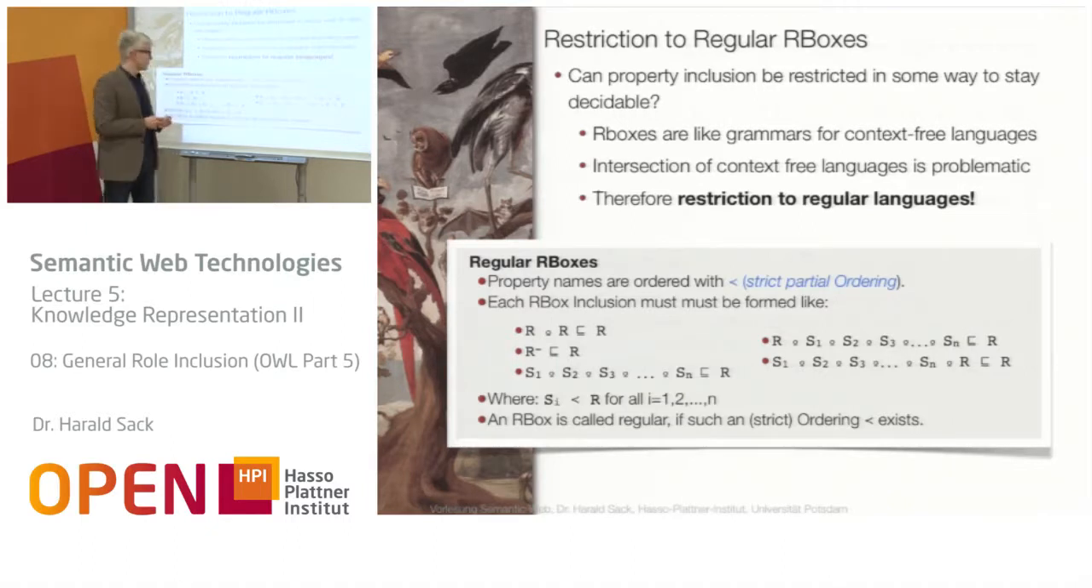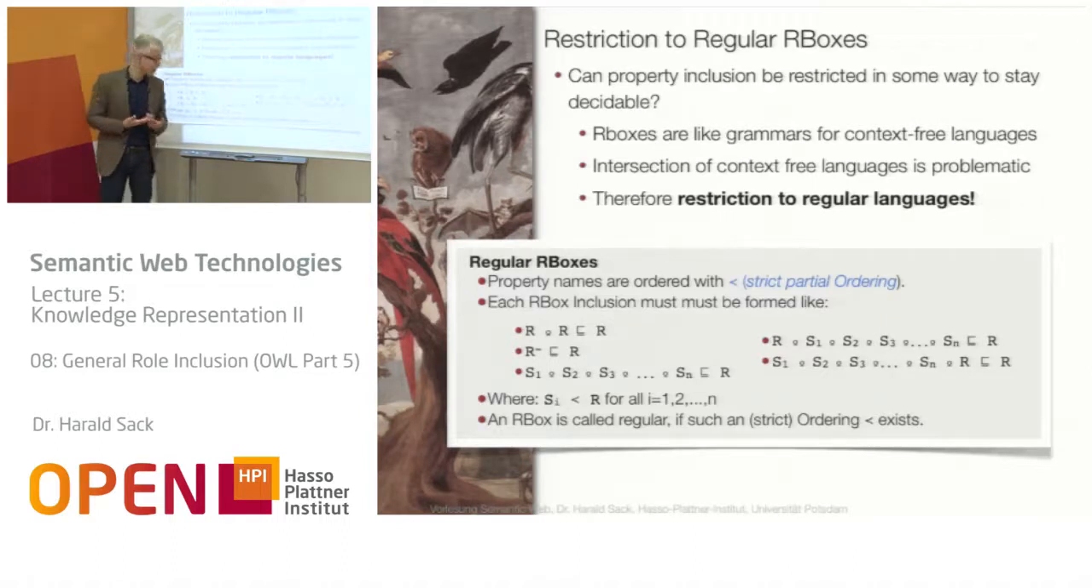Therefore, we restrict this to regular languages, and we do this in the way that we say, okay, we introduce a so-called strict partial ordering on the names of our properties that will be connected with a general property or general role inclusion. And then only rules according to these schemata you see here are allowed. So what is allowed in a regular RBox?